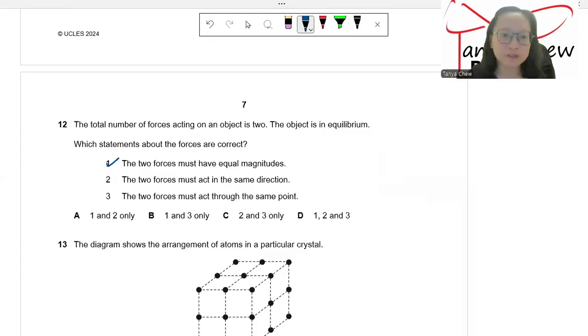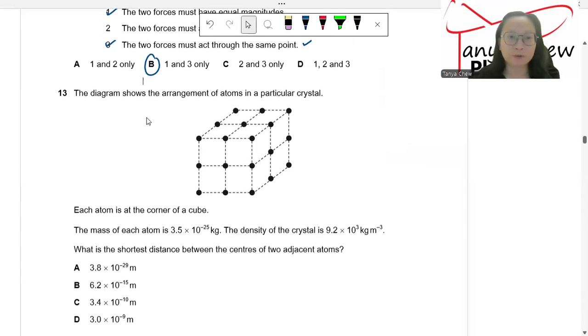Third, the two forces must act through the same point. Yes, it is true because when they act on the same point, the total resultant force is equal to 0, or resultant force acting on an object is equal to 0. Resultant moment is also equal to 0. So 1 and 3. B is the answer.